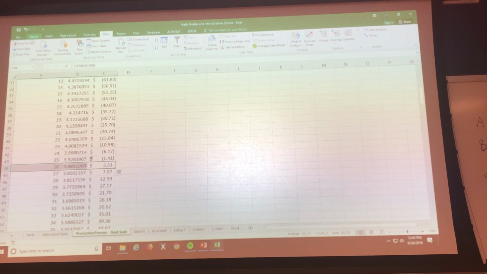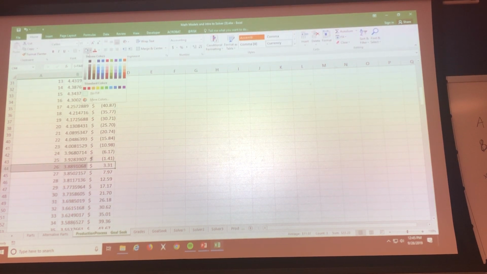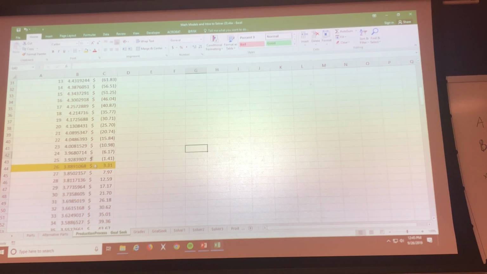And that takes us all the way down to day 26 before we eventually don't keep losing money. Okay, we finally break even, and then some, but we eventually are not making money by day 26. All right.